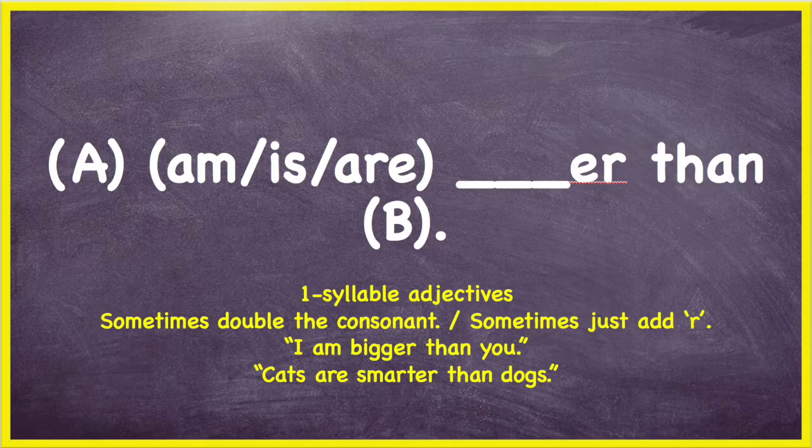And also, sometimes a word will end in the letter E, right? If it's a long vowel sounding word, then it might end in the letter E, and then you would just finish with adding an R. You don't need to put an extra E and then R. For example, I am braver than you. It already ends in E, you just need to add the R.